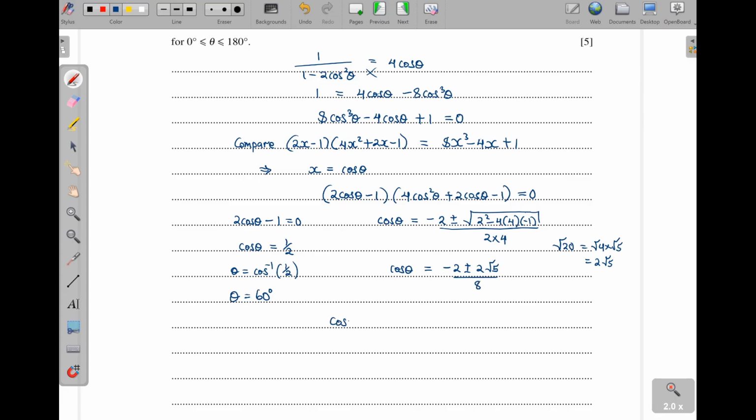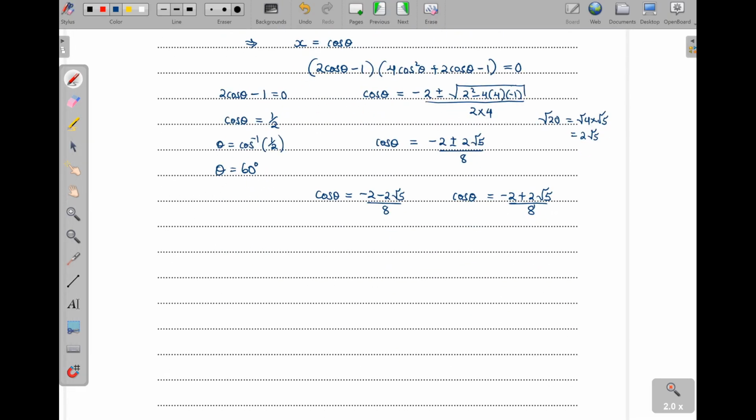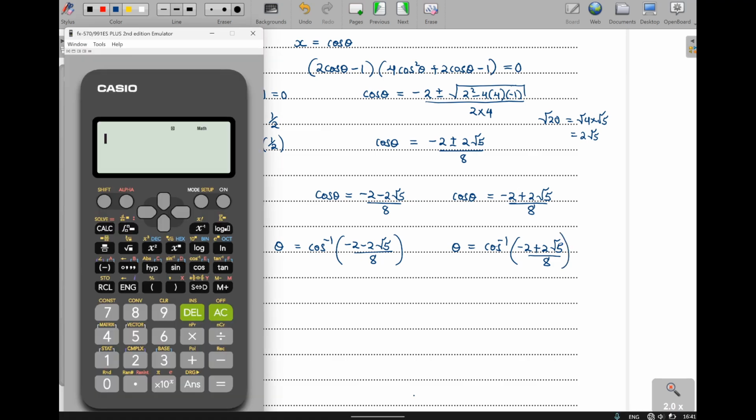Now, cosine of theta will be equal to minus 2, then minus 2 root of 5 over 8. And also cosine of theta can be equal to minus 2, then plus 2 root of 5 over 8. Okay, now from here, what will be our theta? Our theta, of course, is going to be the arc cos of this negative 2 minus 2 root of 5, then out of 8. Also here, theta will be the arc cos of negative 2 plus 2 root of 5 over 8. Okay, this is a trigonometric function, so you have to make sure that your calculator is in degrees.